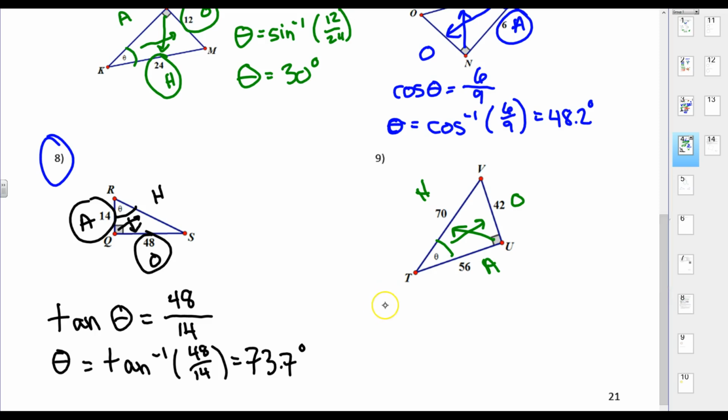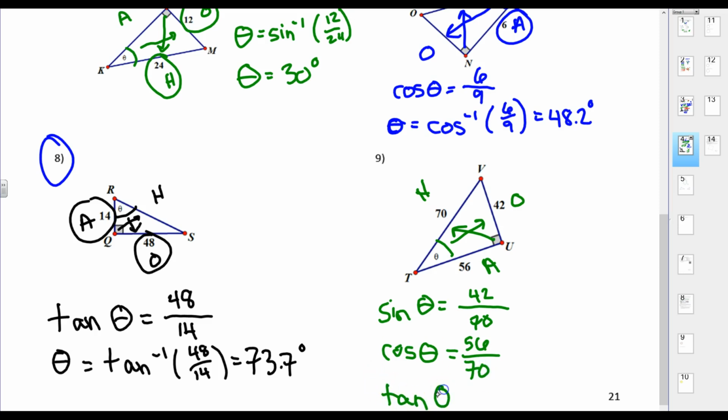I could do the sine of theta equals opposite is 42 over hypotenuse is 70, or I could do the cosine of theta equals adjacent is 56 over 70, or I could even do the tangent of theta equals opposite is 42 over adjacent is 56.